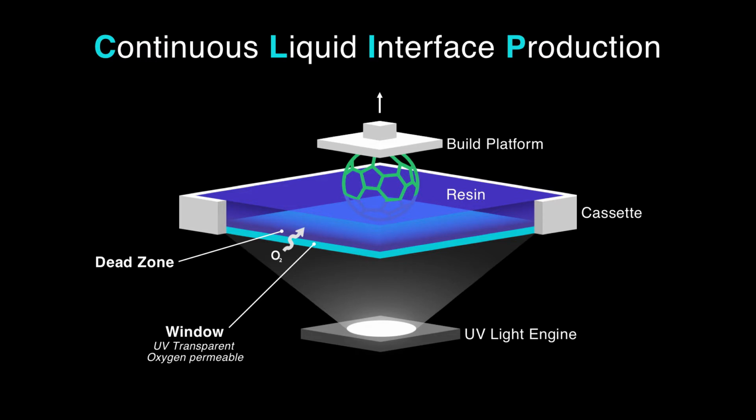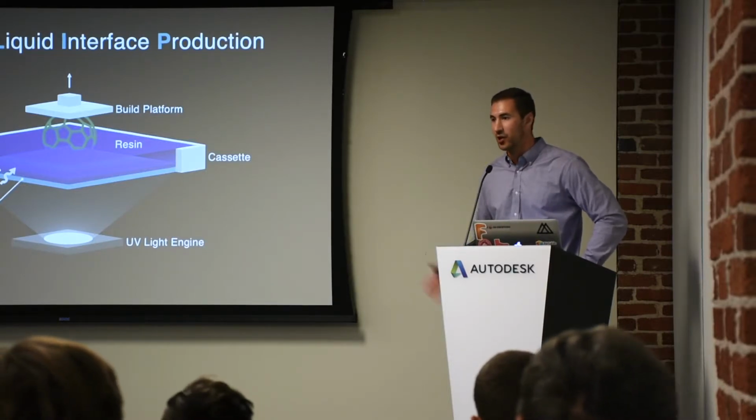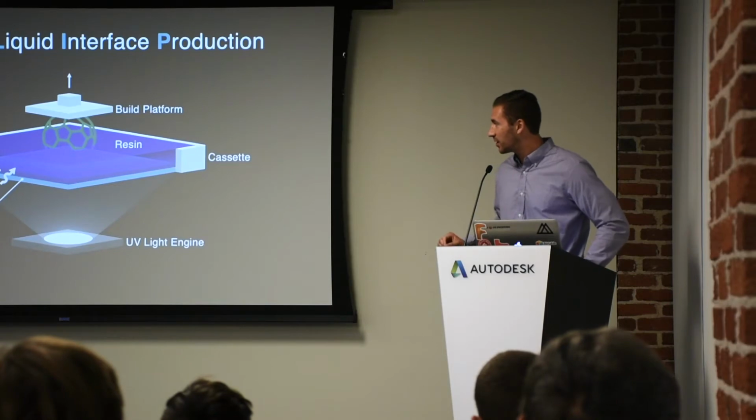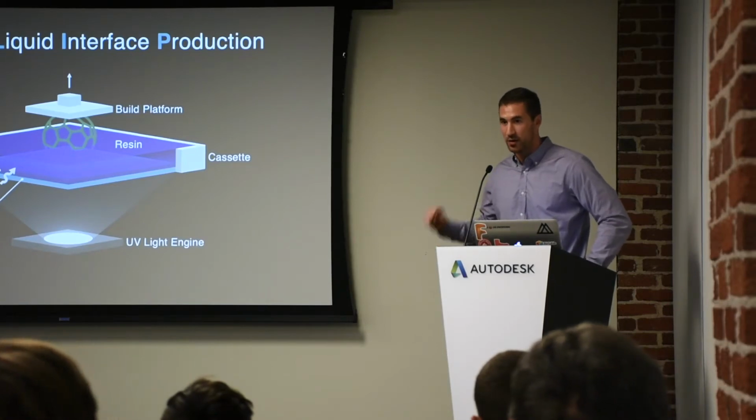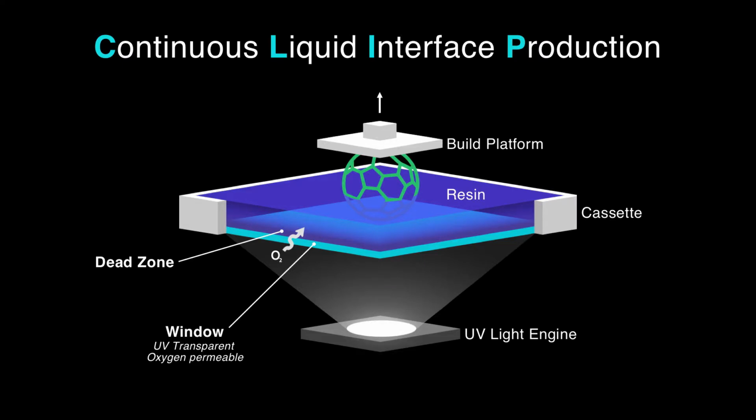We're projecting patterned UV light up through a special window, more like a membrane, into a vat of resin. That architecture is not unique to us. There's probably a dozen printers out there that look like that. What's really unique to our printer is in this special window. So the window is transparent to UV light, but it's also permeable to oxygen. And we actually pull oxygen through the window while we're printing.